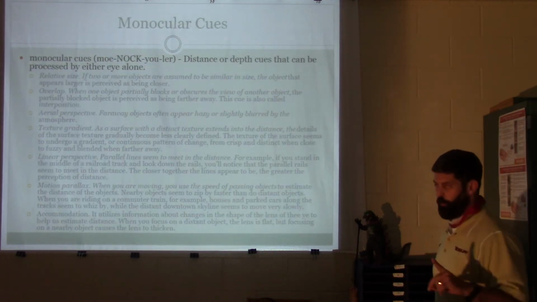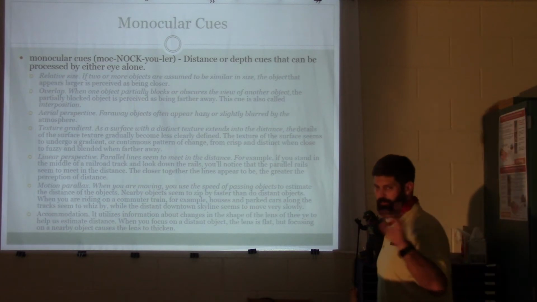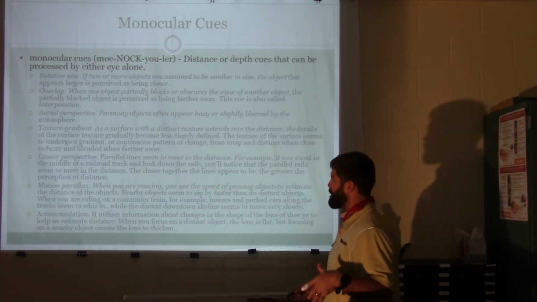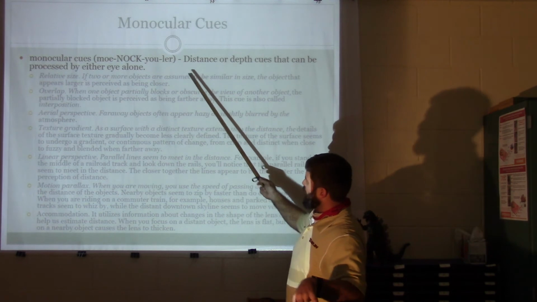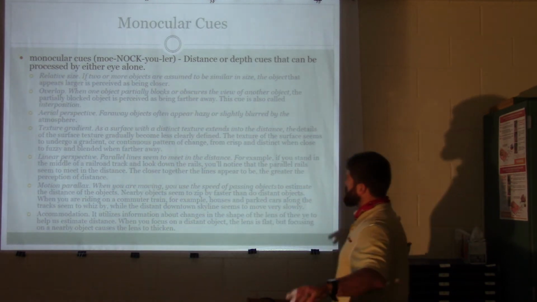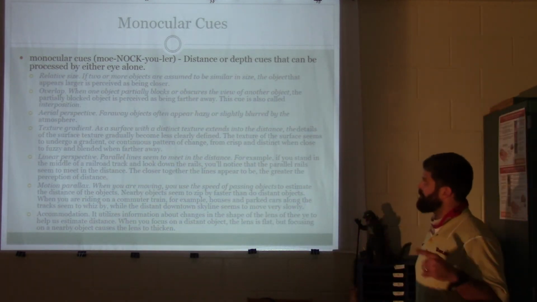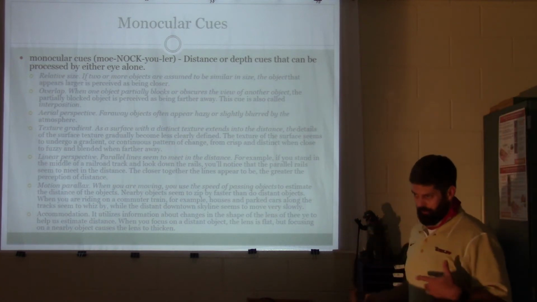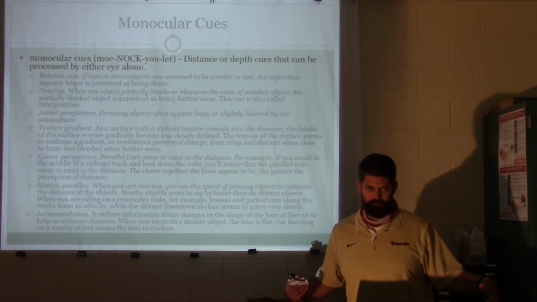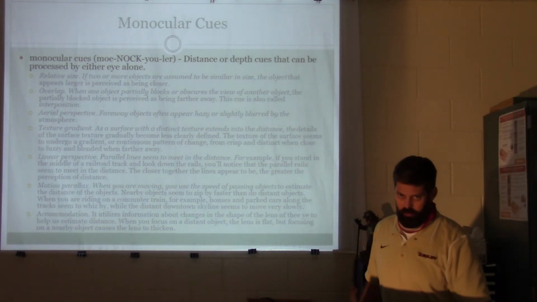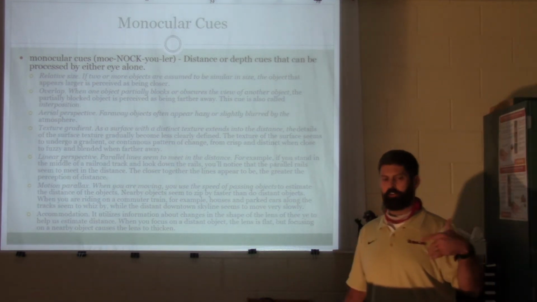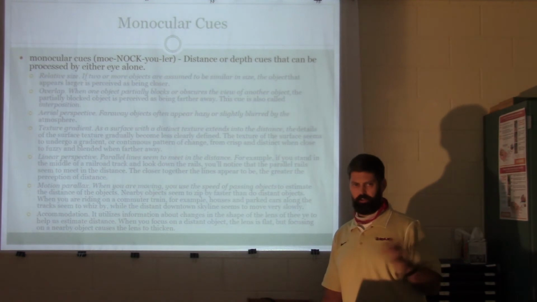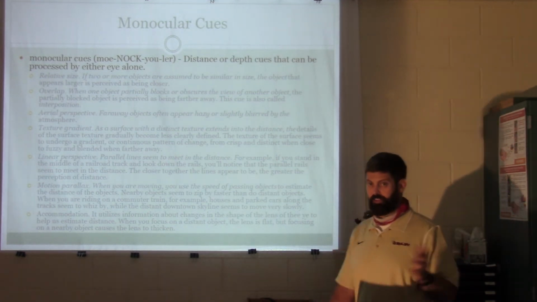So what can we do with one eye? So this is what our depth perception skills are with one eye, our abilities. Relative size. If two or more objects are assumed to be similar in size, the object that appears larger is perceived as being closer. Okay, if there were two of me right here, and one of them looked larger, you would assume that the larger one would be closer to you, because that's how it works, because we're similar in size.